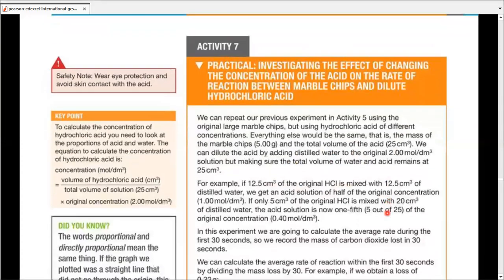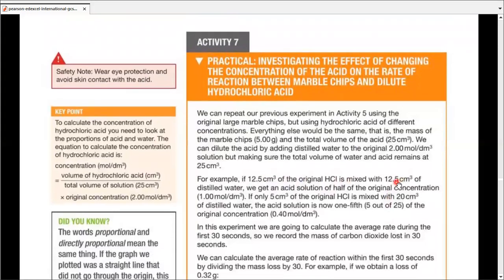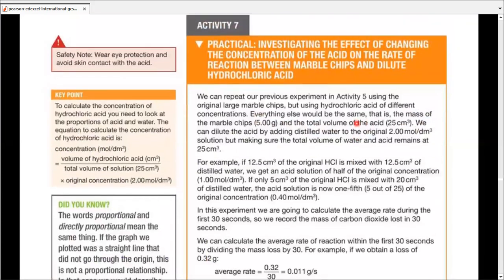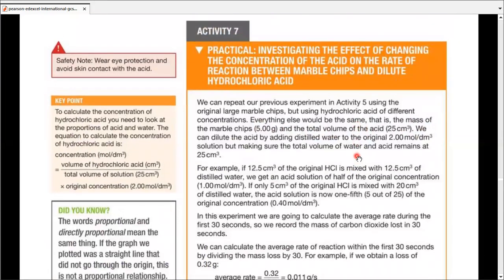So moving on. Another activity. Investigating the effect of changing the concentration of the acid on the rate of reaction between marble chips and dilute hydrochloric acid. Okay. Now, we are going to change the concentration of the acid, and we are going to do the experiment a little differently than what we have previously described. Now, we can repeat our previous experiment in activity 5 using original large marble chips, but using hydrochloric acid of different concentrations. Everything else would be the same.